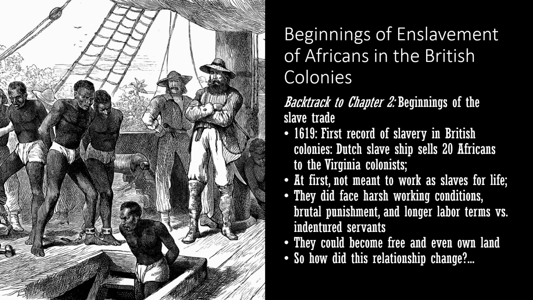Granted, they did face harsh working conditions, as I mentioned here, as well as brutal punishment and long labor terms, in comparison to white European indentured servants. But again, what was an interesting nuance here is that slavery at the time was not meant to be a permanent status, including for enslaved Africans. The idea was that perhaps they could purchase their own freedom at some point and eventually become free. And we do learn that there are actually some cases of some who would eventually become emancipated and even own land.